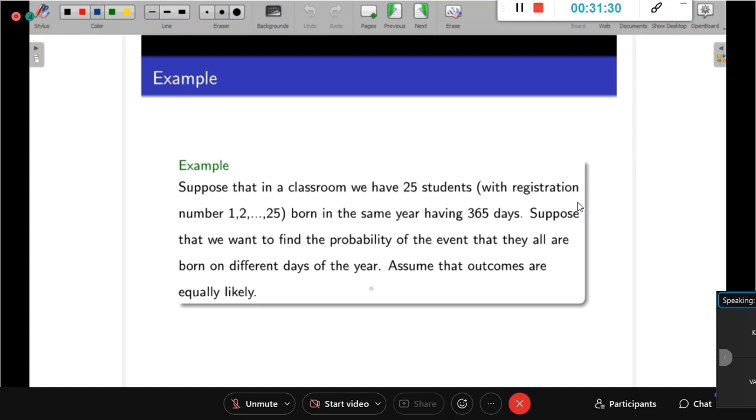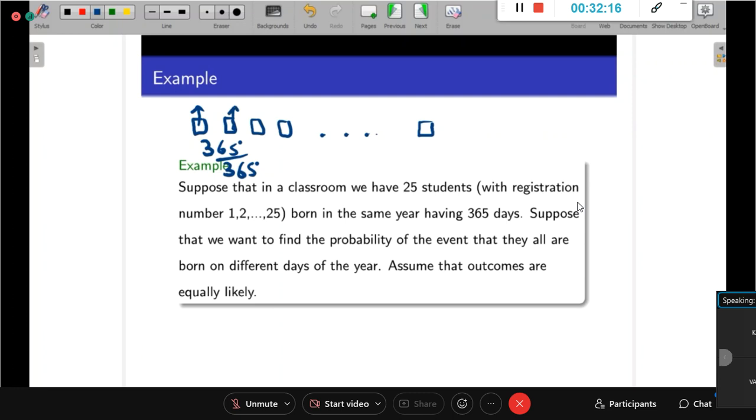Now, 25 students are there, so you can name them 1, 2, 3, 4, and so on till 25. With the registration number, you can always sequence. Now, the first one has how many choices? How many favorable to it? All 365 are possible, so 365 out of 365. Total possible outcomes are 365, number of favorable are 365. So for the first one, you have 365 divided by 365. That's the probability.